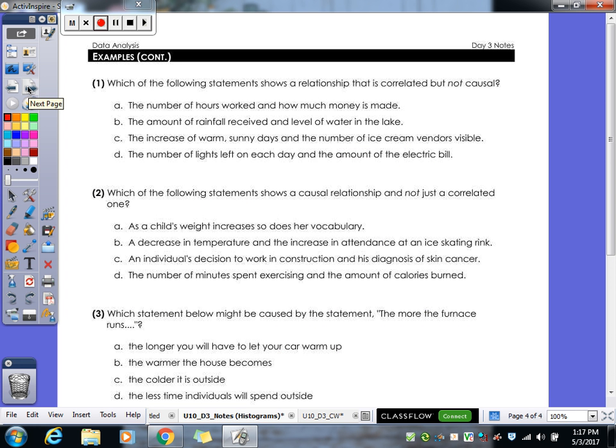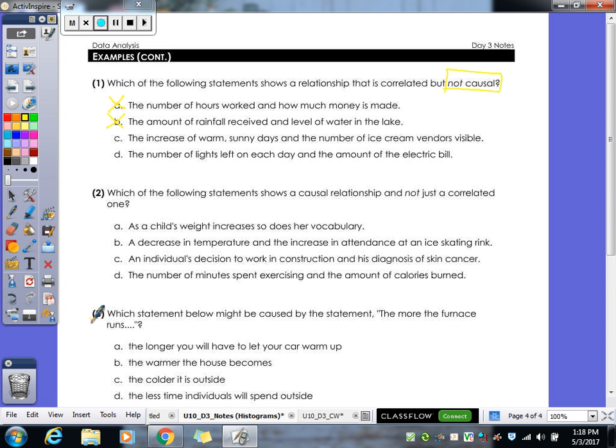So let's try these. If you get confused with the word correlation and causation, just underline, was something caused or not caused? Here, I'm looking for something that is not caused. The number of hours worked and how much money. Are those two things caused? Yes. The amount of rainfall and the level of water in the lake. We already talked about that one, right? Rainfall causes the water of the lake to go up. So that one is caused.